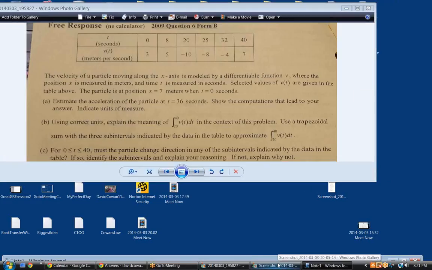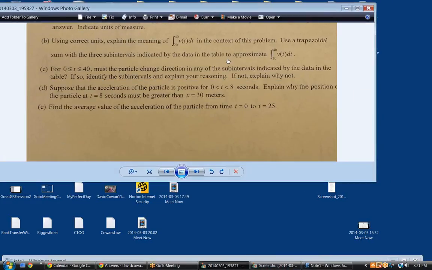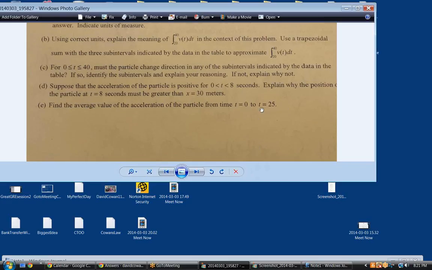Okay, what the question said what? I have to get that one. Explain what? I'm sorry, what? I don't have a set D and E yet. Okay, so we need to figure out why it has to be greater than 30 meters, right? From 0 to 8.